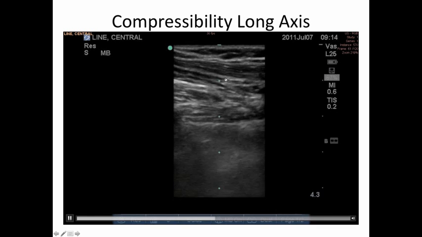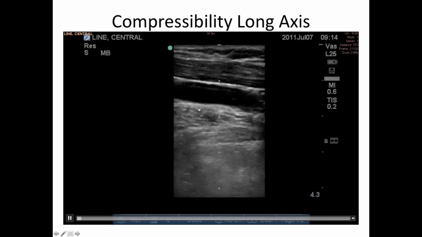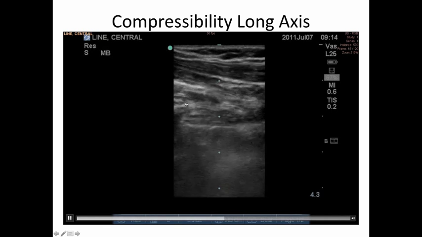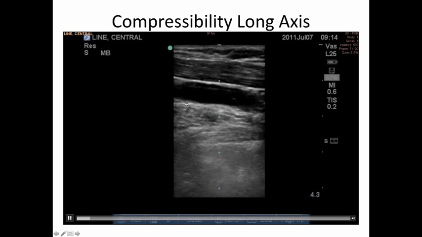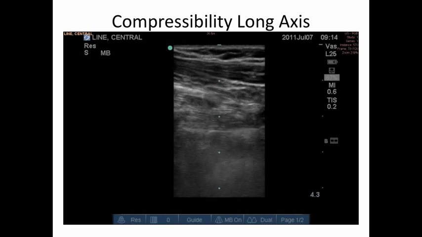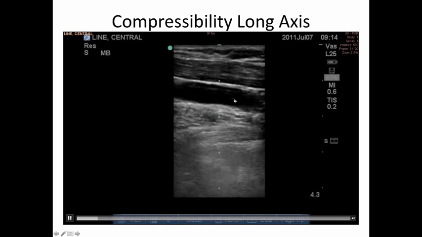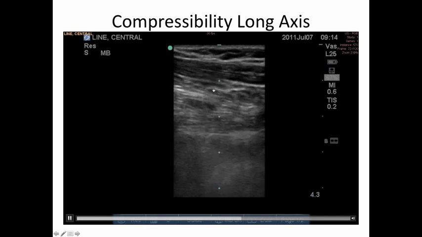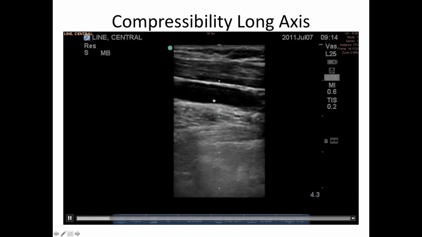This is looking at the same vein in long axis. So if you turn your probe 90 degrees, you can actually visualize the vein in long axis. And you would want to, again, confirm that there's compressibility. You can see that there's actually some degradation of the image quality here.